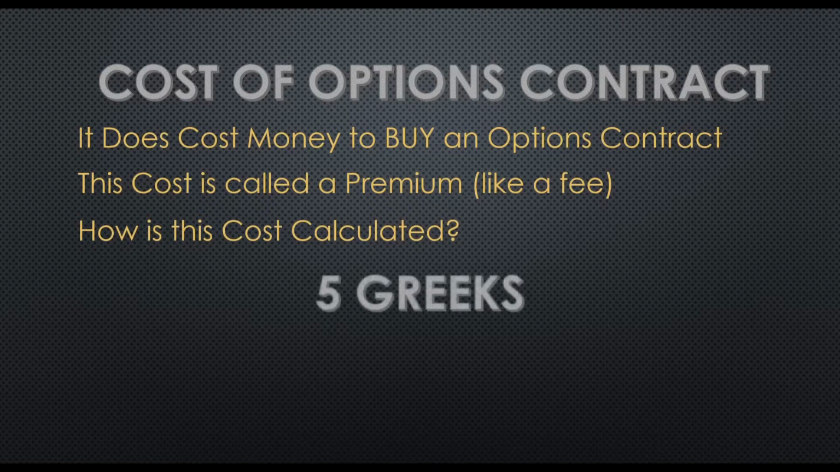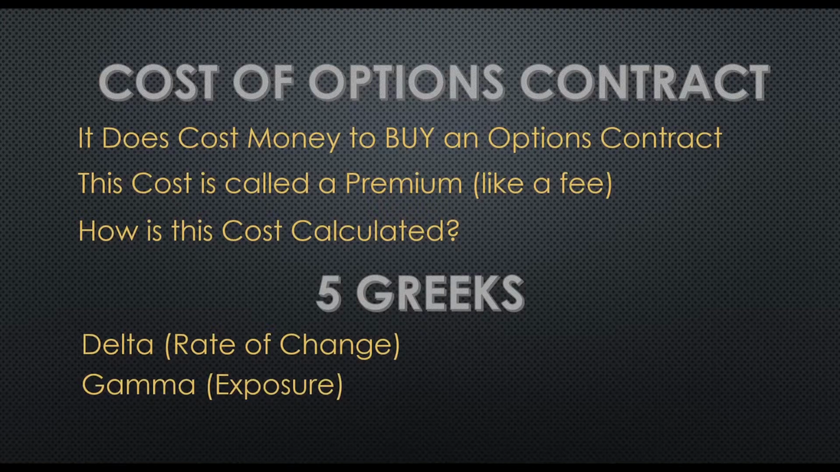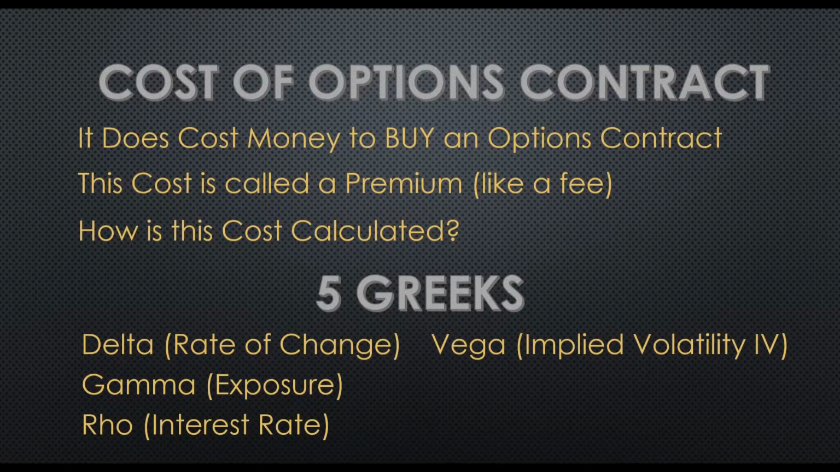So there are 5 Greeks. There's delta, which is the rate of change. There's gamma, which is exposure. I like to think of this as the rate of change of the delta. So meaning, if a stock goes up by $1, the delta would change by its gamma. We'll get into this more in a more advanced video. Rho, which is the interest rate. Vega, which is the implied volatility, also known as IV, which is how much the stock swings up and down. Theta, the time decay.